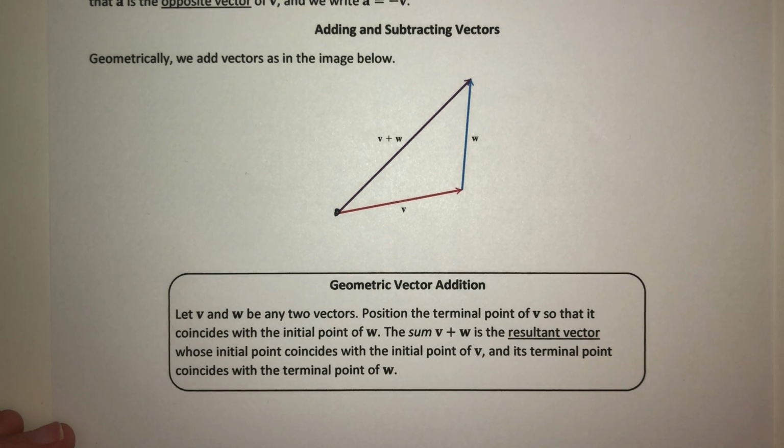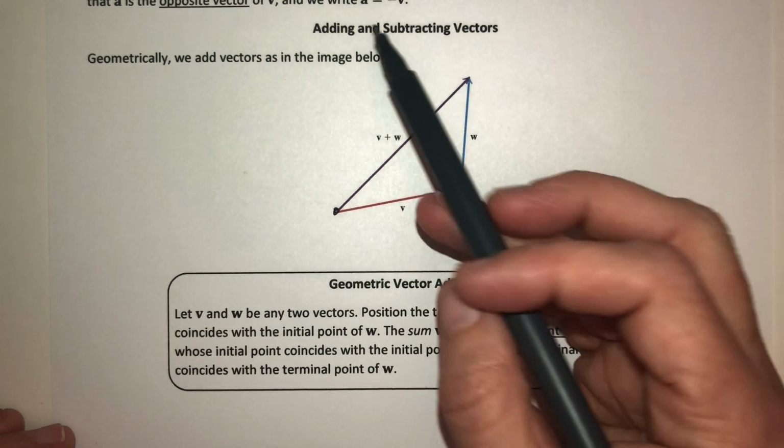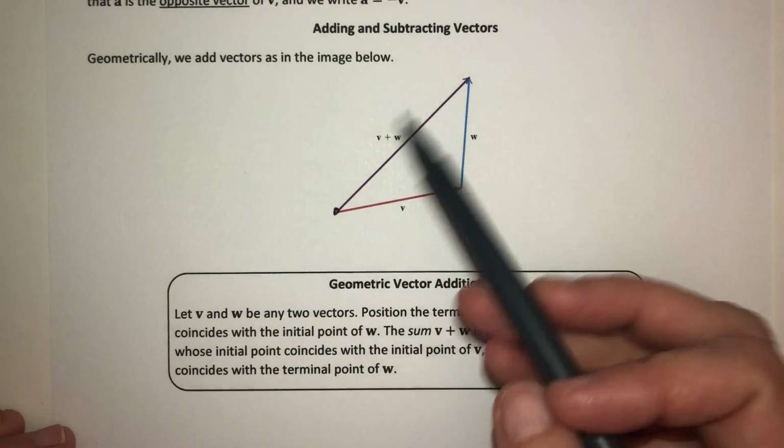This is part 2 of section 6.4. We're going to talk about adding and subtracting vectors geometrically.